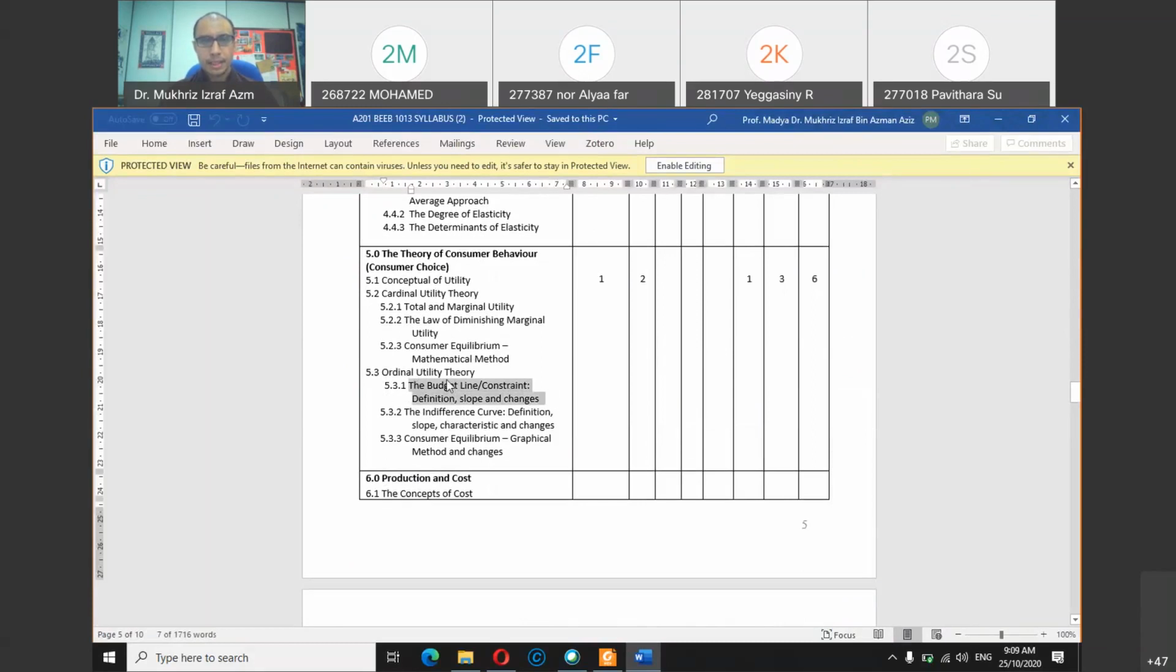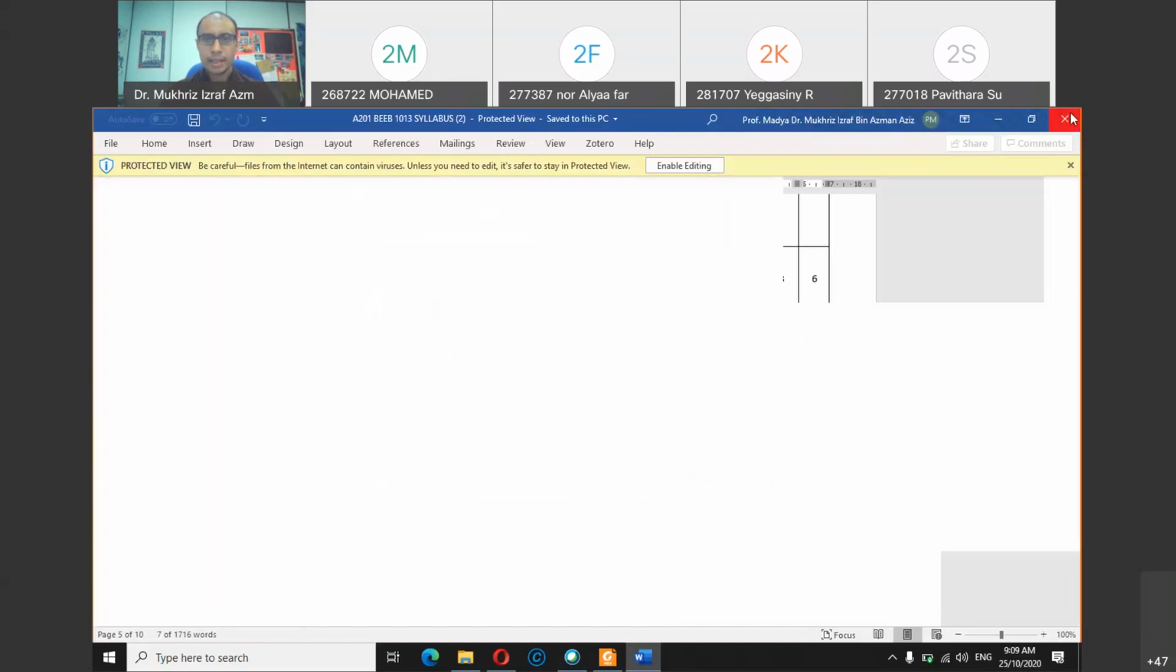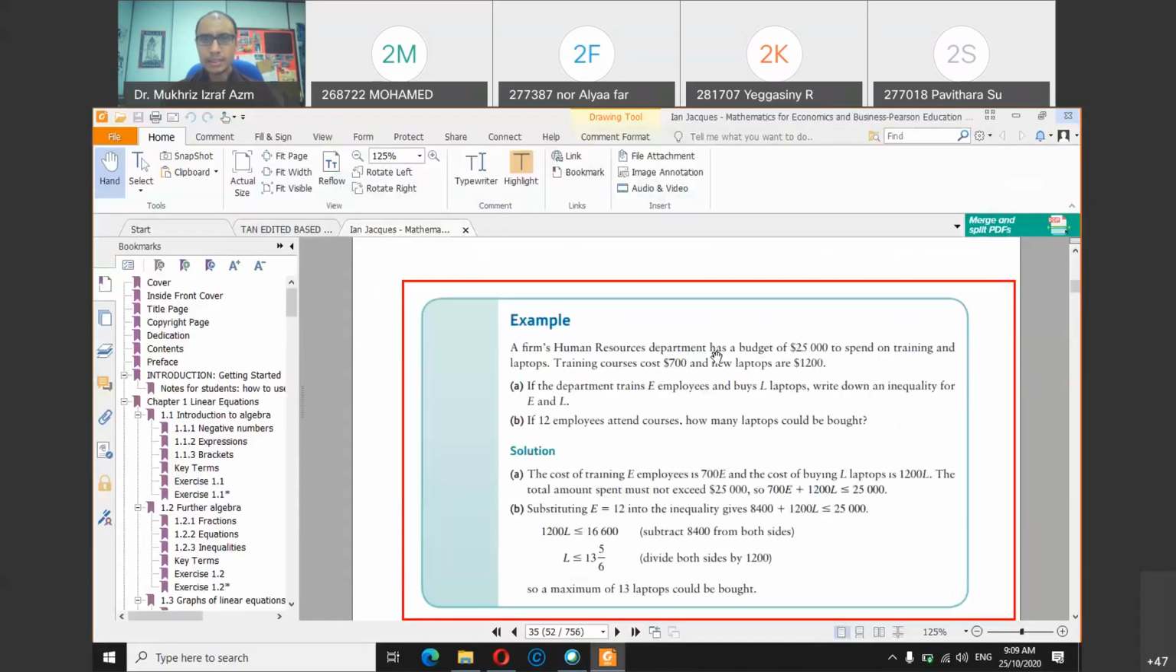When you learn this topic, you're going to apply the concept of constraint or budget. As a consumer or an individual, you are given a limited income, I mean limited money, for example, whatever scholarship money or pocket money that your parents give to you. Given that limited money, how many items can you buy? How many products X and Y can you buy, depending on the budget you are given? This example here, of course, is not at the consumer level, but at the firm's level.